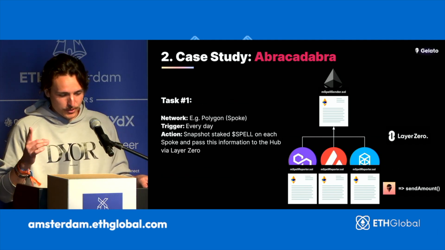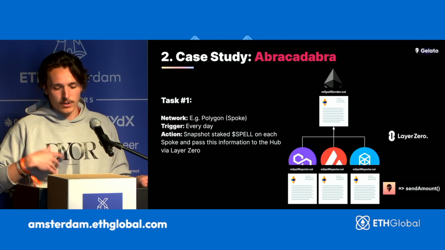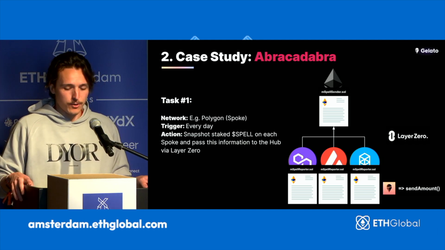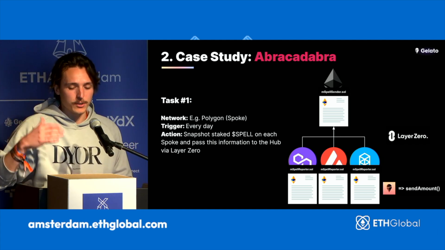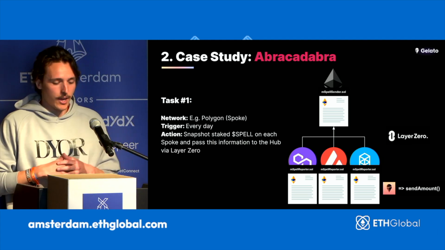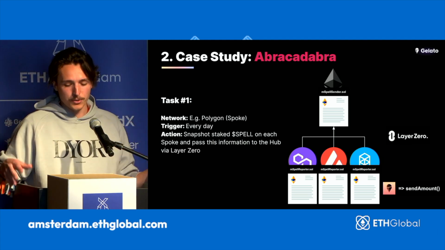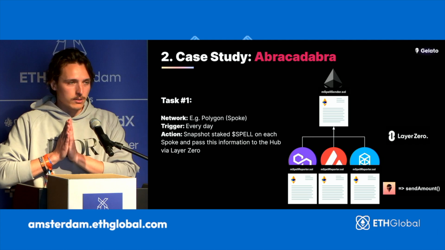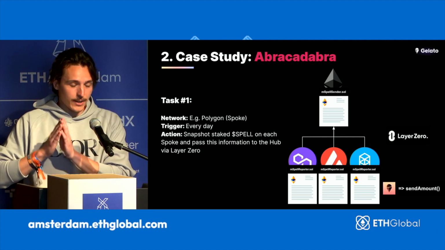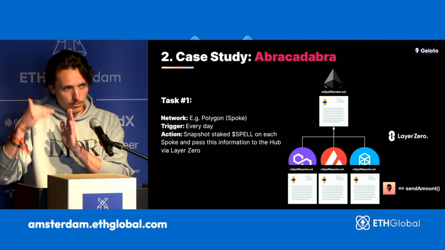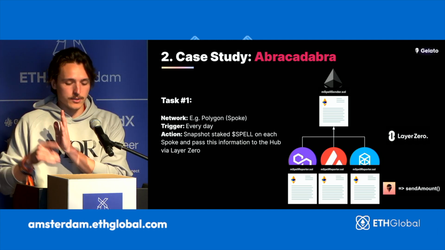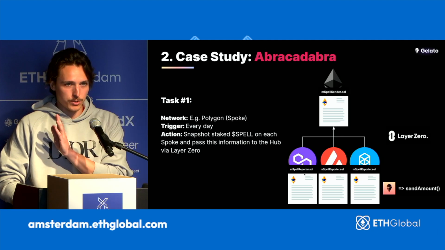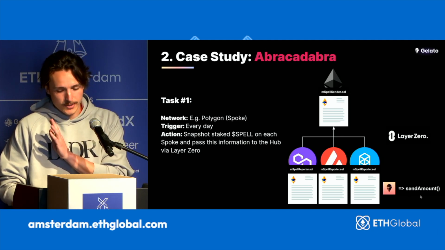So the first task, right? We are now on, let's say, Polygon or Avalanche, and we need to check how much Spell was staked, and we need to get that information over to Ethereum, right? From an architectural point of view, you have your smart contract that stores that information and contains the function that will broadcast this message on, let's say, Polygon, right? It's this mspellreporter.sol smart contract here. It has a function called sendAmount.